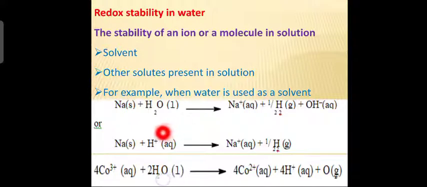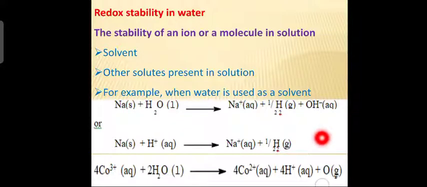Ions like Co3 plus get reduced by water, liberating oxygen. You can see here it is liberating O2 gas. Thus water can act as an oxidizing agent as well as a reducing agent. When water acts as an oxidizing agent, it gets reduced to H2. When water acts as a reducing agent, it gets oxidized to O2. In this example you can see it gets oxidized to O2.